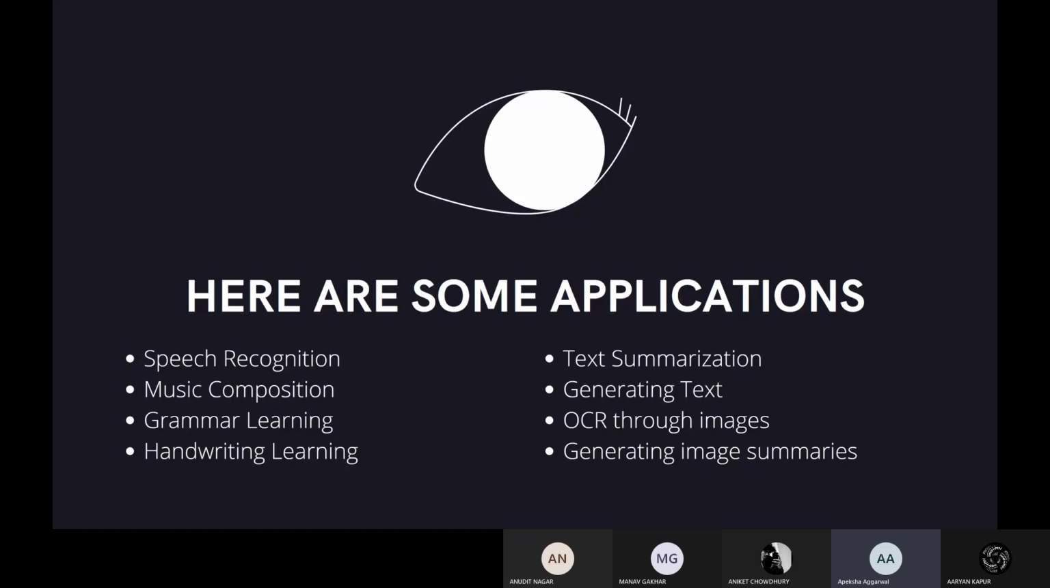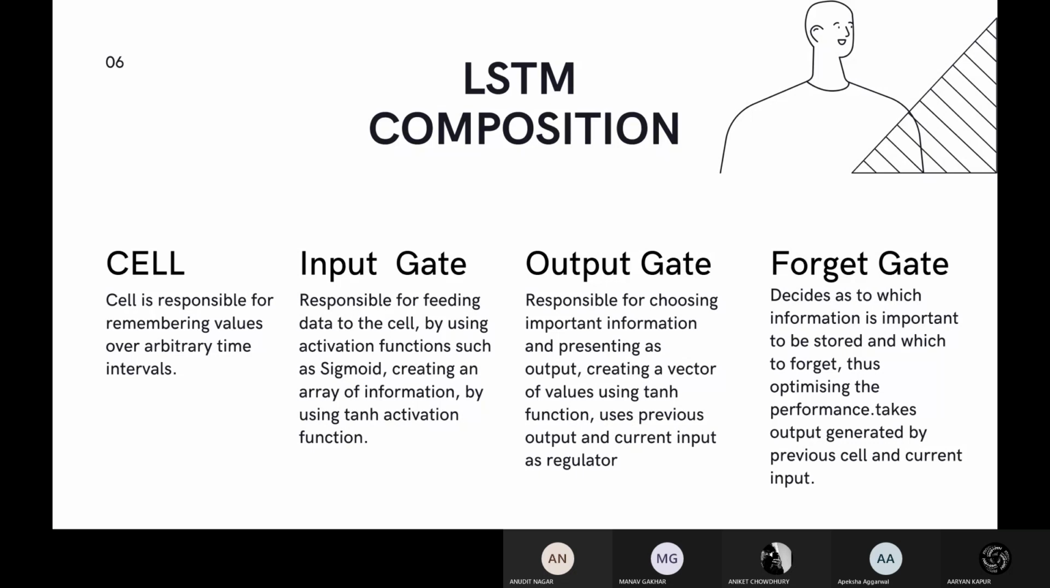Oh, sure. So here we talk about the composition of LSTM. We majorly look at three kinds of gates and the cell. The cell is responsible for remembering the values over all the provided inputs and the generated outputs. The input gate is responsible for feeding the data to the cell, and it filters what should and should not be fed. The output gate chooses what the presented output should be, so what information should be removed or kept in the final output. This takes into consideration the previous output and the current input.